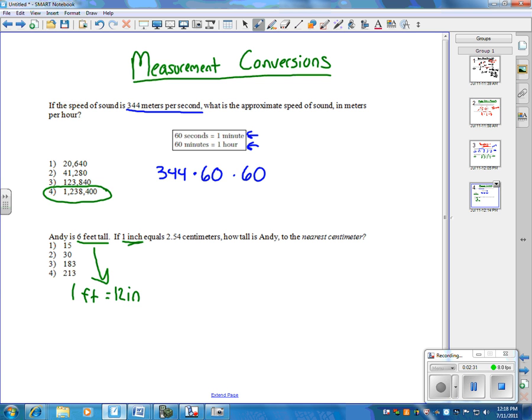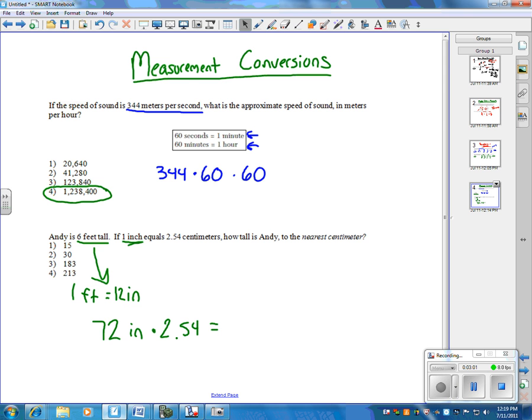So to figure this out, we're going to a larger measurement. We need to take our 6 and multiply by 12. So that's going to give us 72 inches. Now, because we're going to be multiplying, trying to turn this into centimeters, which are smaller, we're going to get a larger answer. So 72 times 2.54, that's going to give us our answer in centimeters.